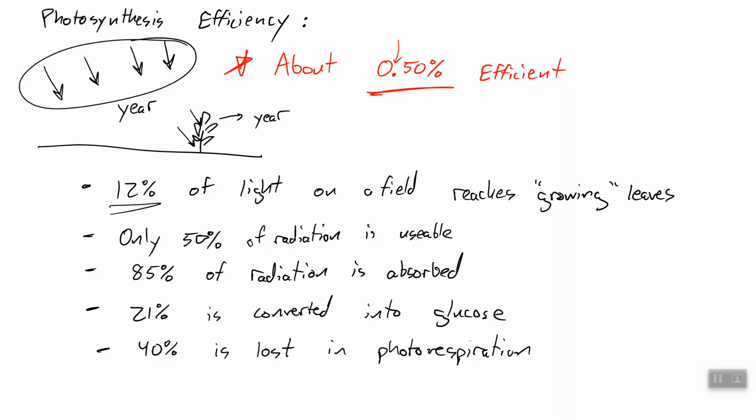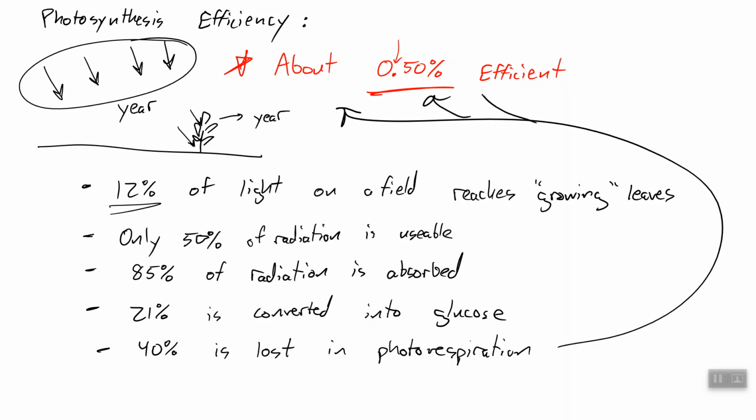Add all of these up, well, multiply all of these up, and you get 0.5% efficient. Again, nature doesn't care about efficiency. It just wants to know, can I keep growing? And plants still grow, so it doesn't really matter. All right. Now, that's about photosynthesis, but that's only a part of the game.